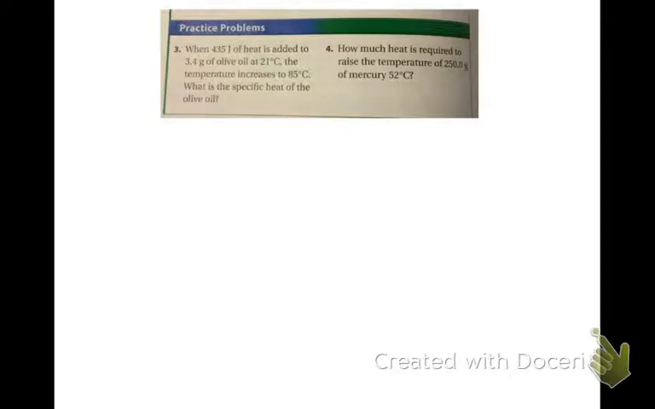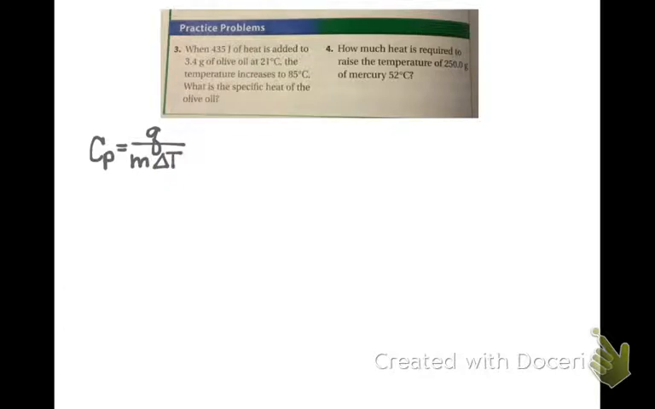Okay, these two questions are from page 510 in your textbook, numbers 3 and 4. And so we're going to take a look at the math for these particular problems. The first one's asking for specific heat. So if I'm to calculate specific heat, I'm going to be looking for C sub P. So I'm solving for C sub P, and the equation is going to look like this.